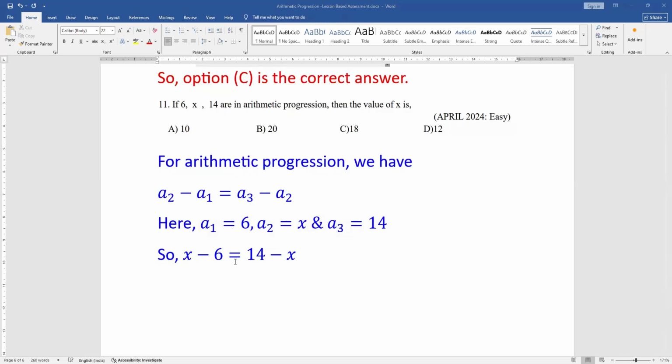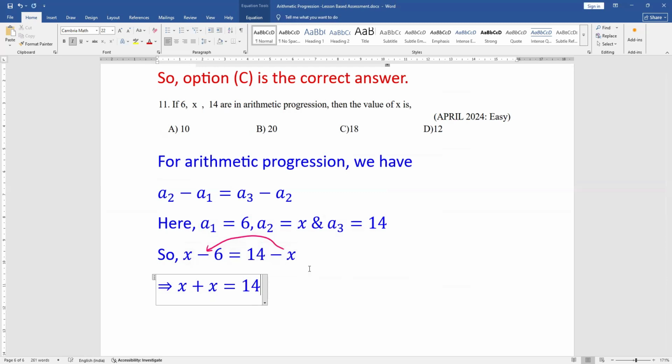So then we get x plus x. How did we get plus x here? Actually, I transpose this minus x to the left hand side. So minus x comes to this side. So whenever there is a transfer of one term from LHS to RHS, or RHS to LHS, the sign will change. So minus x becomes plus x. So x plus x equals 14.